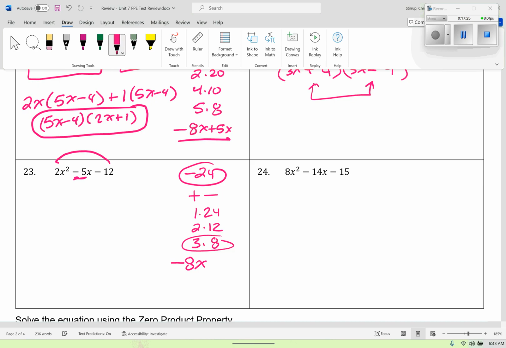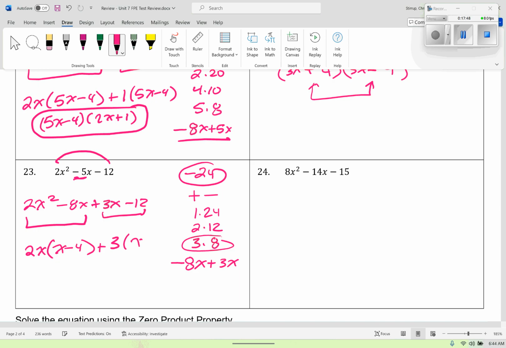So it's going to be a -8x plus 3x. If I combine those together, I'm going to get -5. So now I'm going to have 2x squared minus 8x plus 3x minus 12. I can factor a 2x out of both of those. So that's going to leave me x minus 4. Middle sign comes down. I can factor a 3 out of both of those. That's going to give me x minus 4. These are the same, so that's what we want. There's our answer.